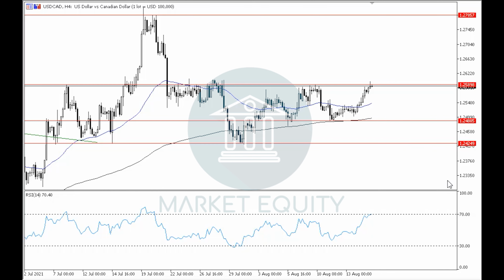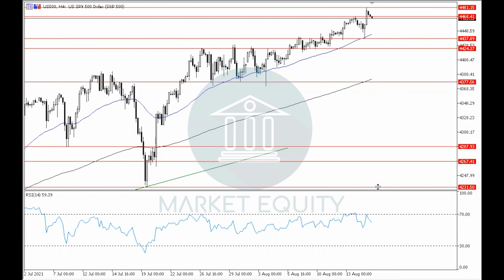Let's move on to the US 500 index. As we mentioned in the previous videos, we said that the index is moving in an uptrend that was expected to continue, and we said that by breaking upwards to level 44.65, it will support the continuity of the uptrend, which will then continue to target around level 44.75 and then around level 4,500.